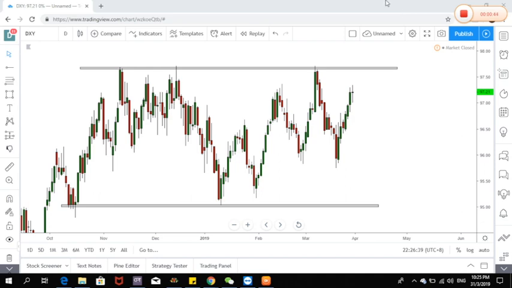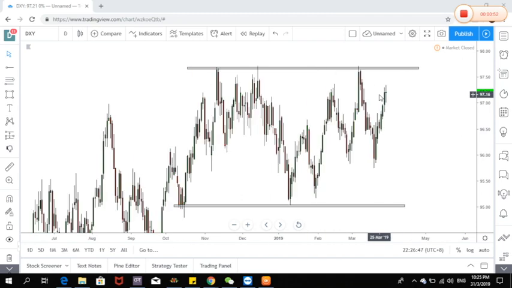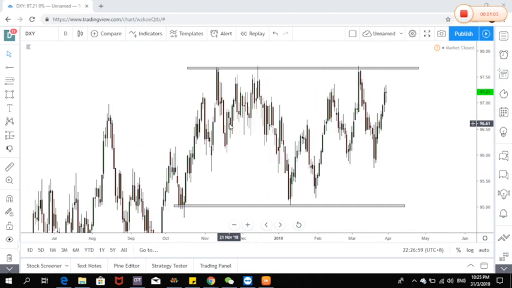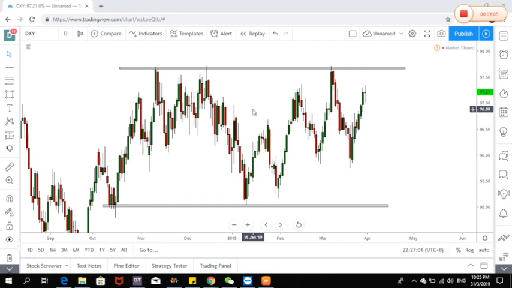So first of all, I want to go through the DXY. This is DX, the US dollar itself. What we can see here is the highlighted zone, which is the resistance, and then the bottom here is the support. We are looking at the daily chart. Obviously the daily chart produces the best support and resistance, right?